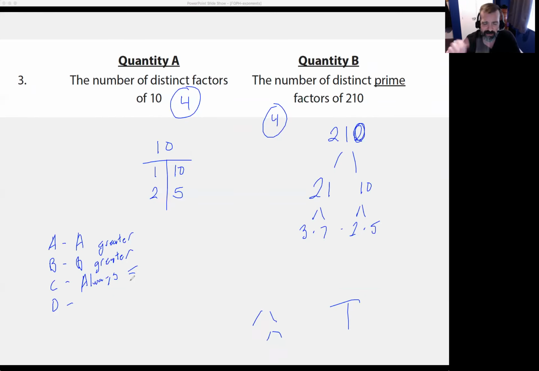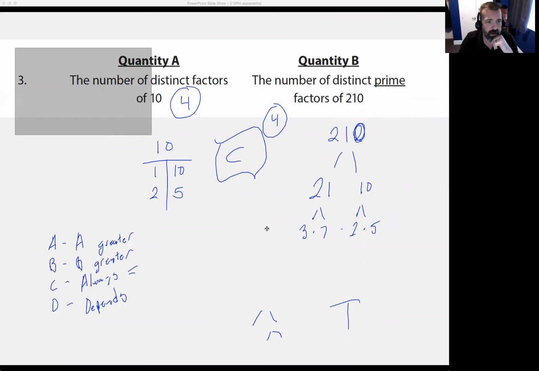I like to think of D as it depends. D for depends, as in it depends on what I plug in. If I plug in one thing, I get A, another thing I get B, another thing I get C. So cannot determine based on what I've plugged in. So A is always greater, B is always greater, C means they're always equal, D means it depends. So what's our answer to this one? I got 4 on the left, 4 on the right. What do you got? So there you go, C. A little practice and familiarity can get you through the answers on these. The answers are always listed on the screen, but you can save a little bit of time and effort if you have those memorized. Yay.